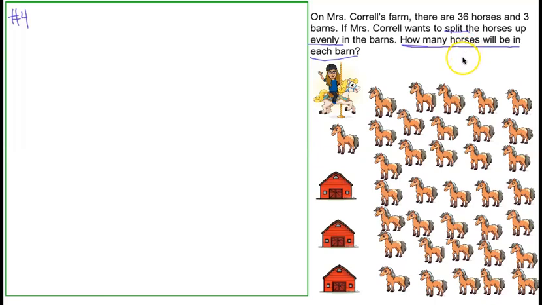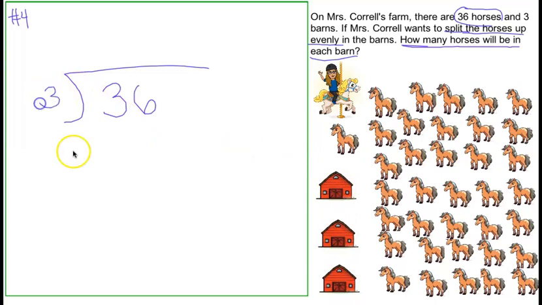What are we splitting up though? Are we splitting up barns or are we splitting up horses? We're splitting up horses. Split the horses up. It says that right here. How many horses? 36 horses. So here's our saloon. Whatever we split up, we put inside the saloon. We're splitting up 36 horses. Now, what are we splitting them up amongst? We're splitting them among the 3 barns. So 3 barns out here.